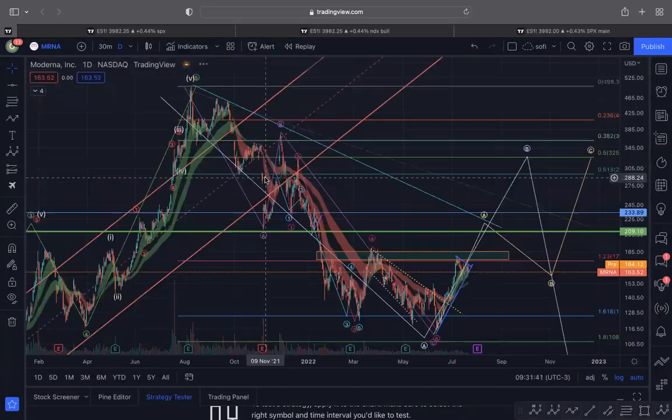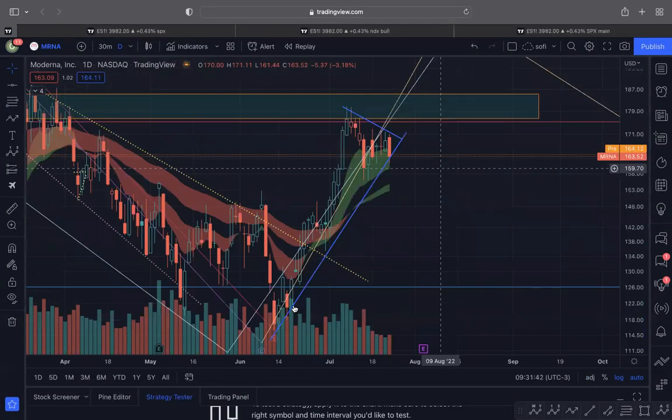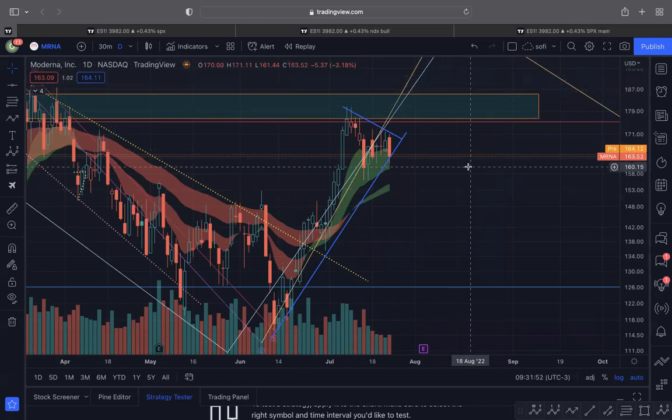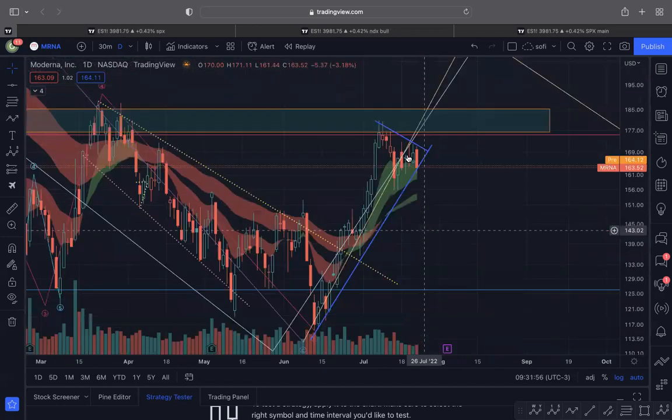And the last one is MRNA. MRNA, again, you can see we're very tight. We are holding this as support. We are holding this as resistance. So over 172, we can go retest about 190. Below 160, it sells off to the bottom of this range around 140. So it is very tight.